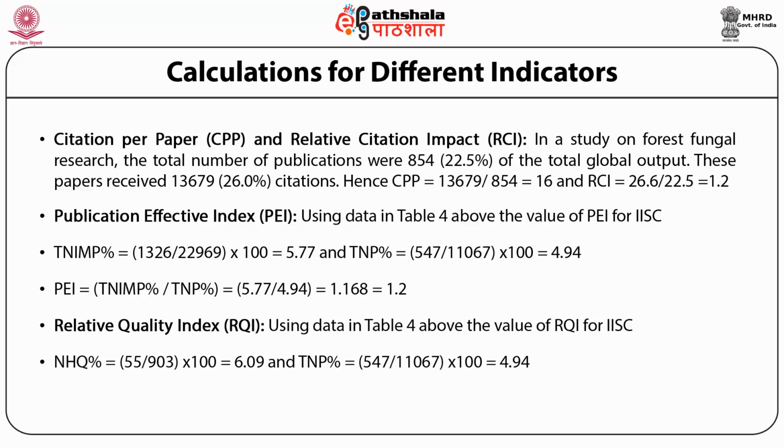Relative quality index, RQI. Using the data in table 4 above, the value of NHQ percent for IISc is equal to 55 upon 903 into 100 is equal to 6.09, and TNP percent is equal to 547 upon 11,067 into 100 is equal to 4.94. RQI is equal to NHQ percent upon TNP percent is equal to 6.09 upon 4.94 is equal to 1.2.